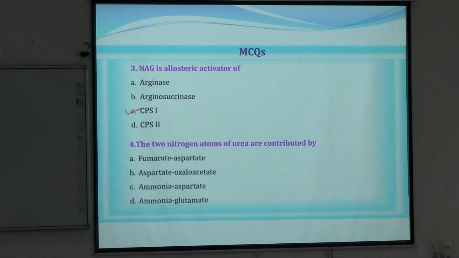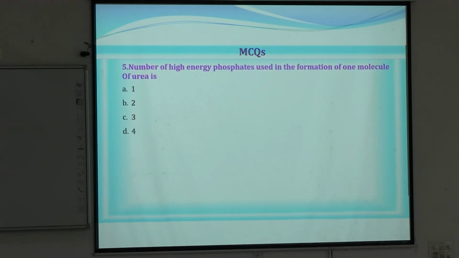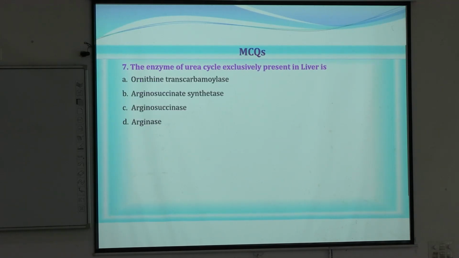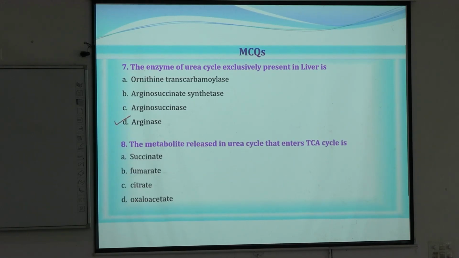What is the answer? Option C, ammonia and aspartate. Good. Okay. Number of high energy phosphates used in the formation of one molecule of urea is 4. Okay, amino acid that is continuously regenerated and recycled in urea cycle is ornithine. Okay, enzyme of urea cycle exclusively present in liver is arginase. Metabolite released in urea cycle that enters TCA cycle is fumarate.